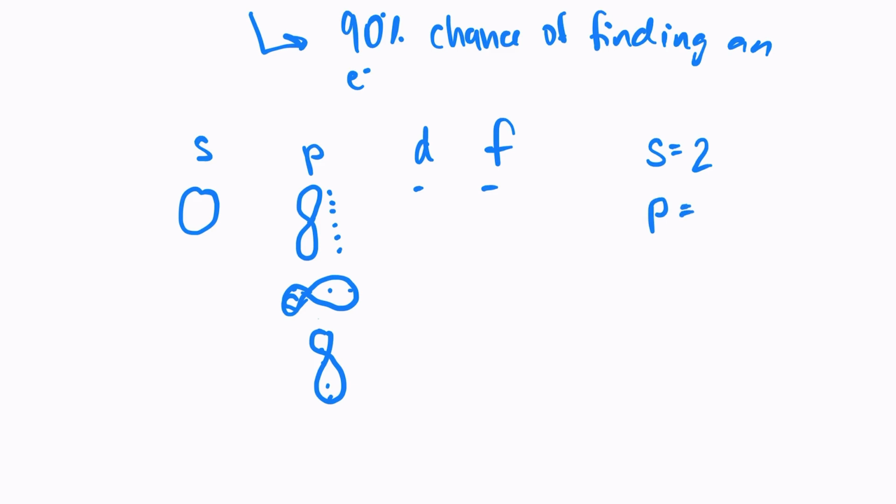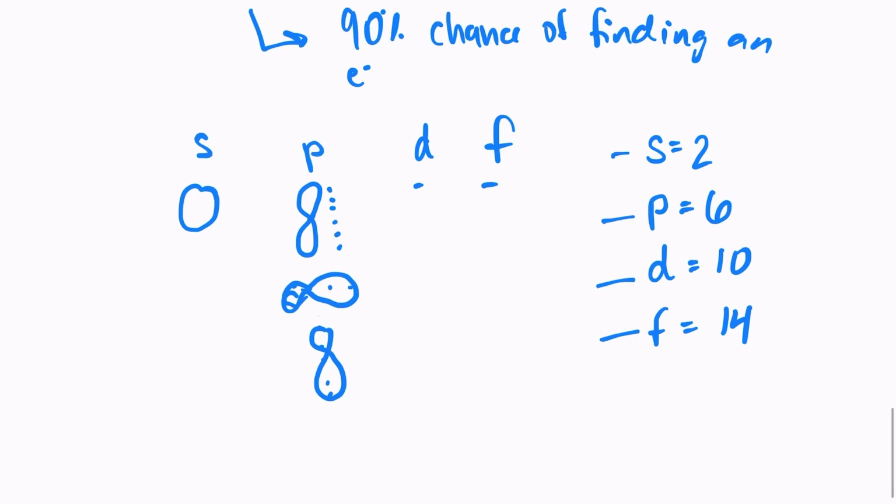In P, we can have a max of 6. D holds 10, and F holds 14. So S, P, D, and F are the shapes of our orbitals as well as sublevels.